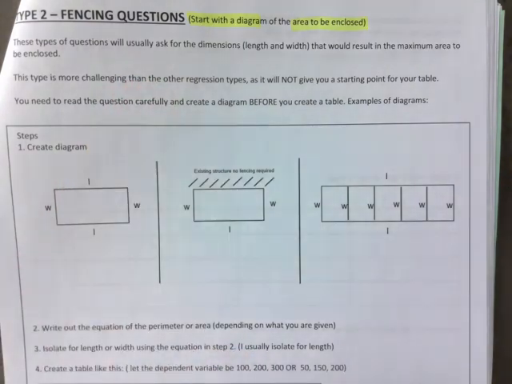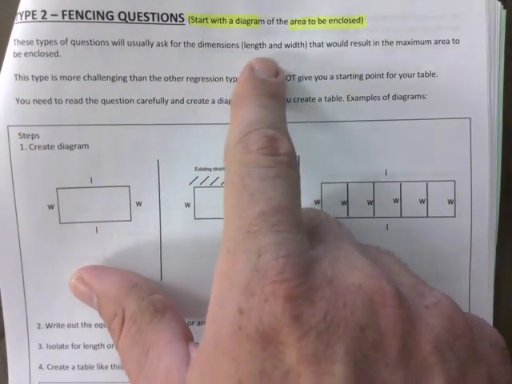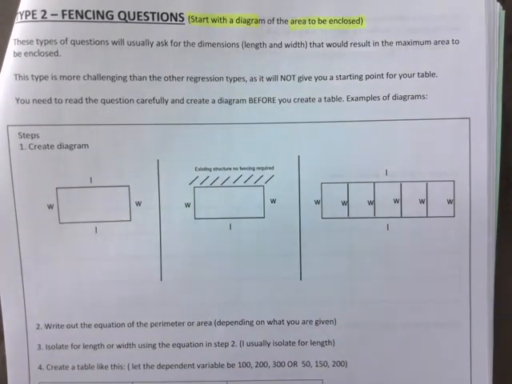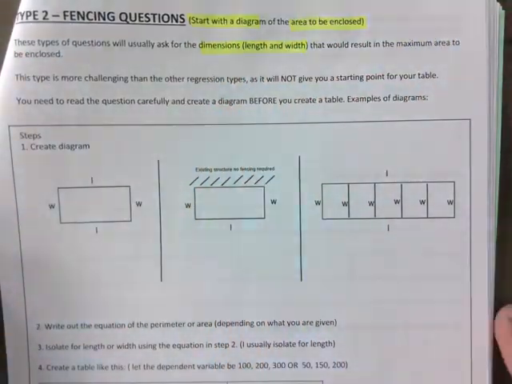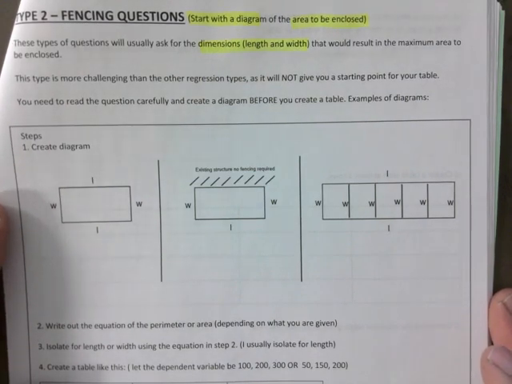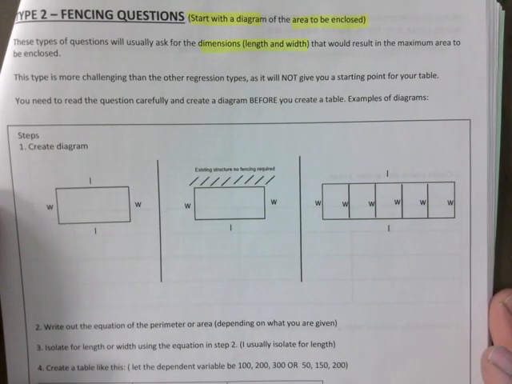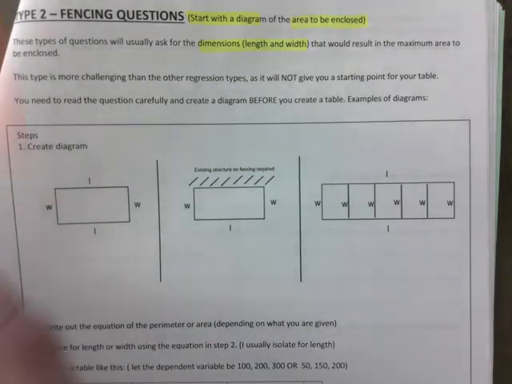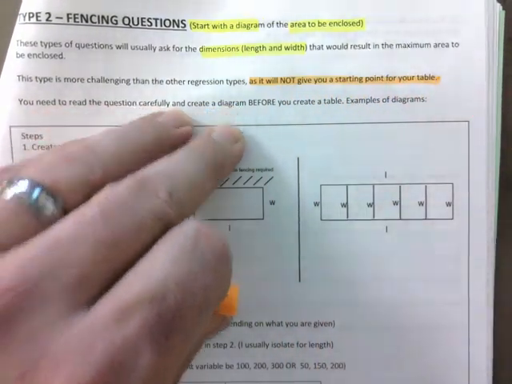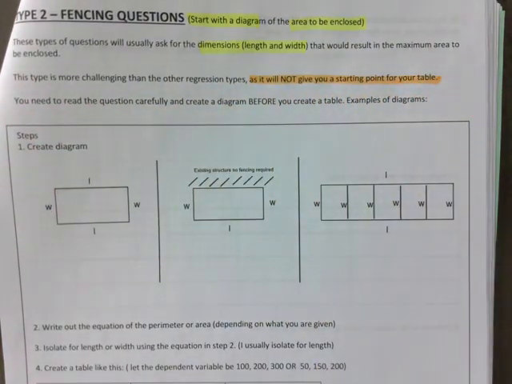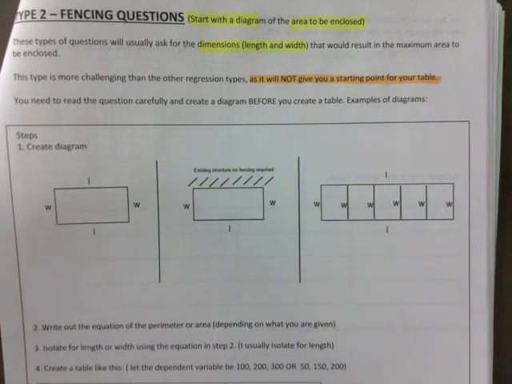These types of questions will usually ask for the dimensions, so the length and the width. Let's highlight that because some students forget what dimensions are, right? I'm talking about the length and the width that would result in the maximum area to be enclosed. This type is more challenging than the other regression types as it will not give you a starting point. Here's the kicker. This type of question does not give you a starting point on your table, and that's frustrating sometimes.